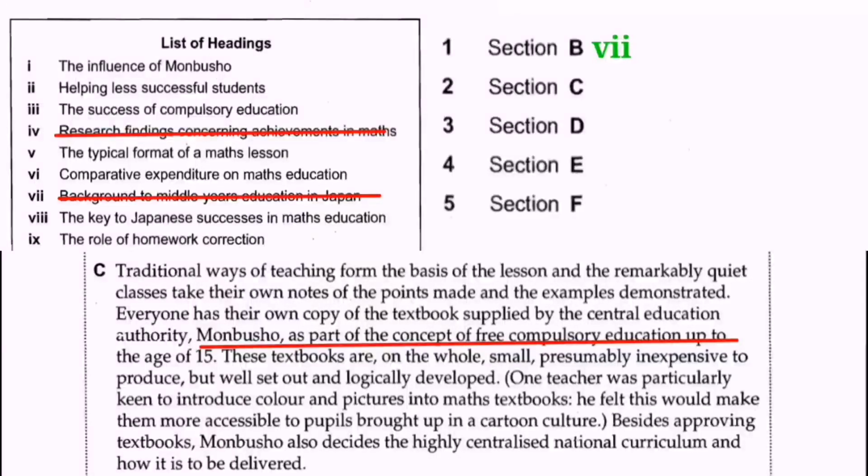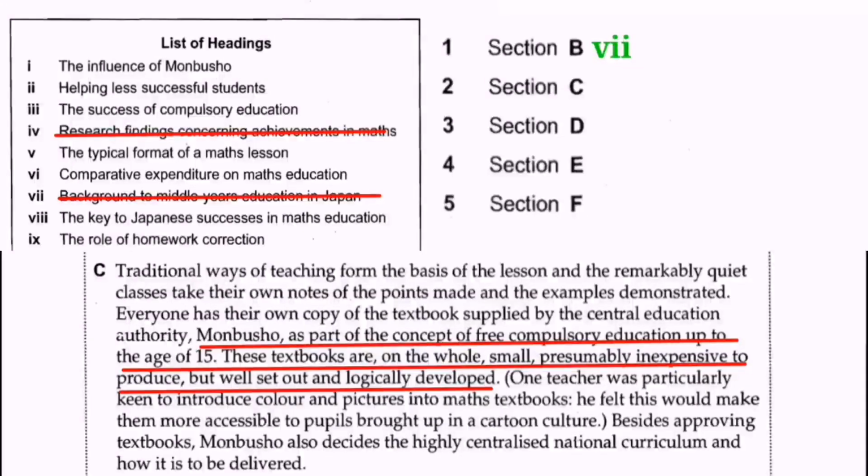As part of concept of free compulsory education up to the age of 15. It means that Monbusho is a system in which free education is given to the students to the age of 15. These textbooks are on the whole small, presumably inexpensive to produce, but well set out and logically developed. It means that the books which are published under the system of Monbusho are small. These books are not very expensive, but these books are compiled very well. So this is the effect or influence of Monbusho, that books are small, not very expensive, but well set out and logically developed.